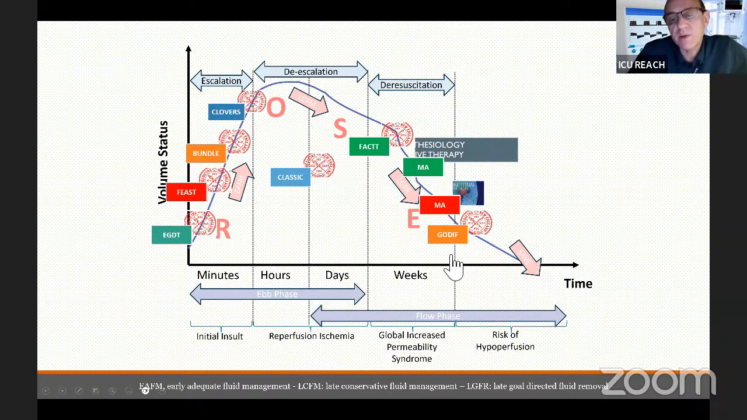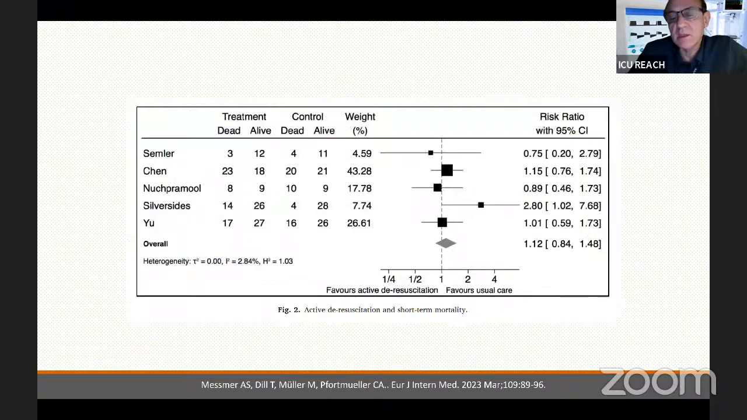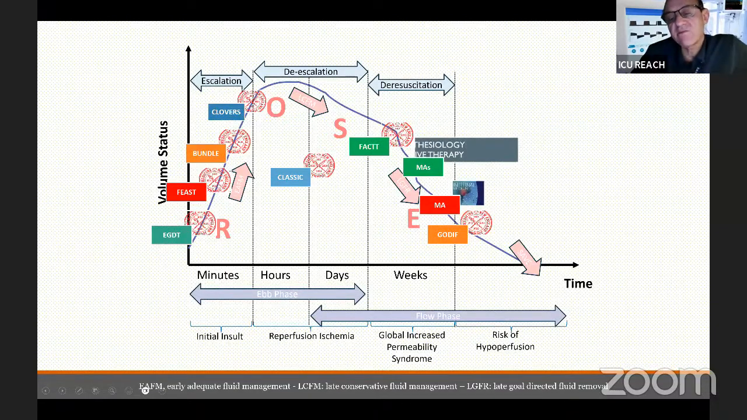And I'll talk about the GODEF, but before that, there's another meta-analysis. And that meta-analysis included only the randomized control trials. And in this meta-analysis, you can see that there's no difference between the de-resuscitation, active de-resuscitation, or usual care in terms of mortality. And you can see that the number of patients here is very low, relatively speaking, and there are 5 studies altogether, and there's no difference in terms of mortality. So we had to have a well-designed randomized control trial, and here we have the GODEF trial.